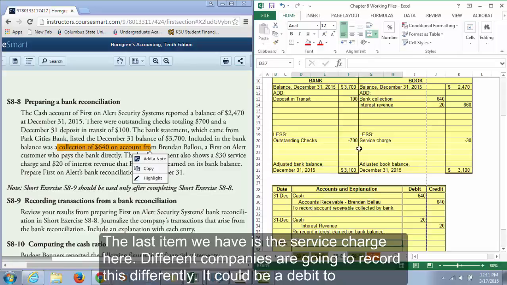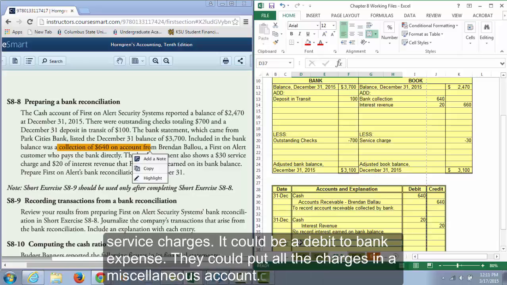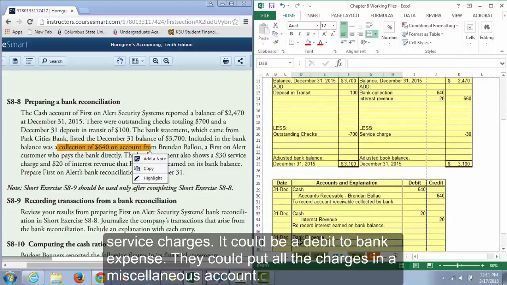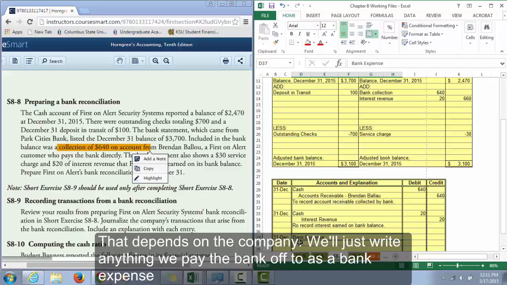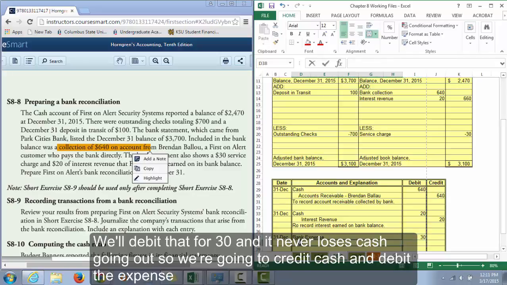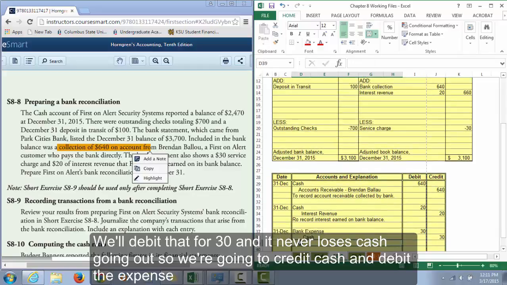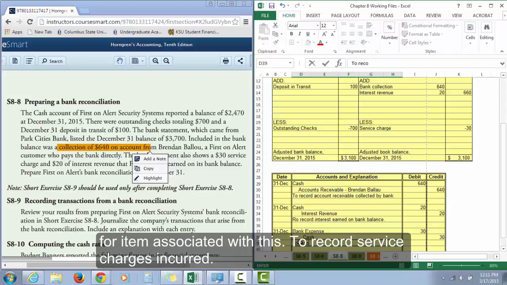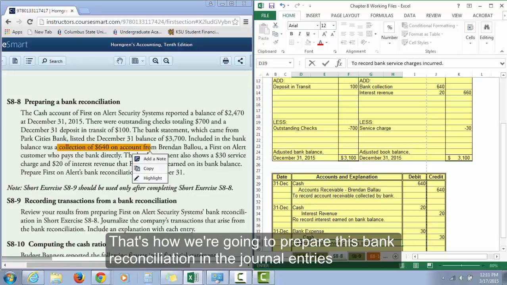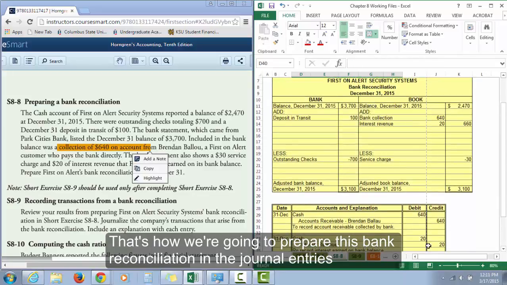All right, then the last item we have is the service charge here. So different companies are going to record this differently. It could be a debit to service charges. It could be a debit to bank expense. They could put all these bank charges in a miscellaneous account. So that kind of depends on the company, but we'll just write anything we pay the bank off to as a bank expense, okay? So we'll debit that for 30, and remember this is cash going out, so we're going to credit cash and debit the expense or item associated with this, and that's to record bank service charges incurred. All right, so that's how we're going to prepare this bank reconciliation and the journal entries.